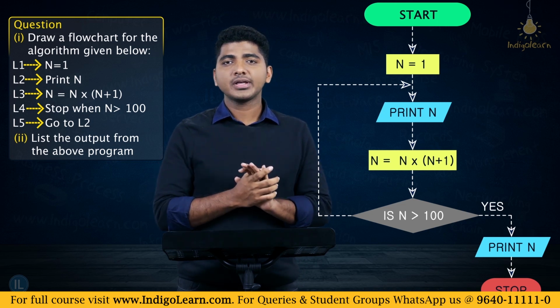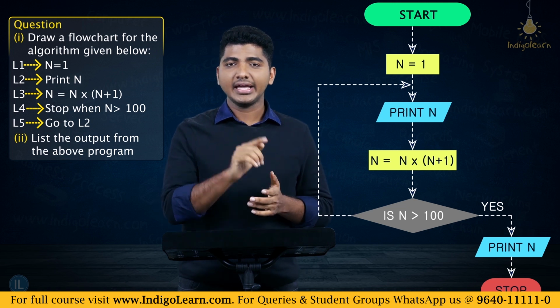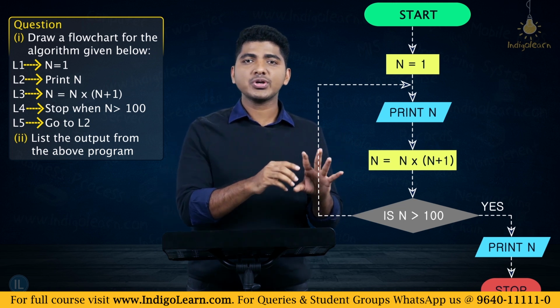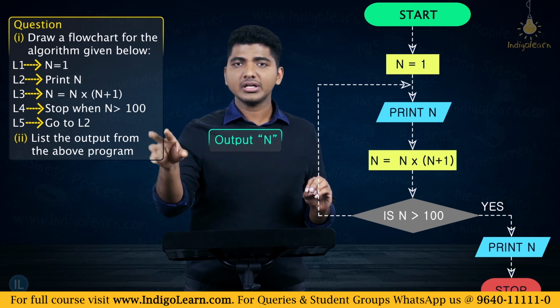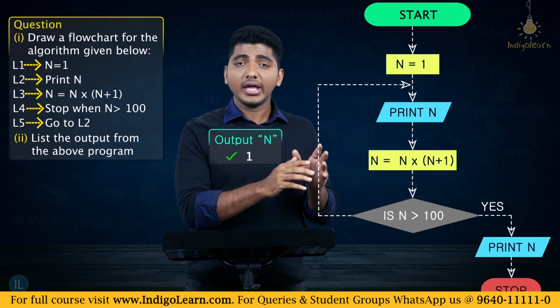Now let us start. First you have defined n is equal to 1, and next print n. Print means you have to give the output. So what is the first output? You will print, first output is 1. Next what are you going to do?